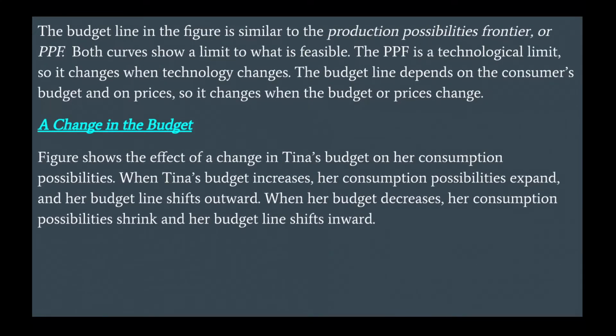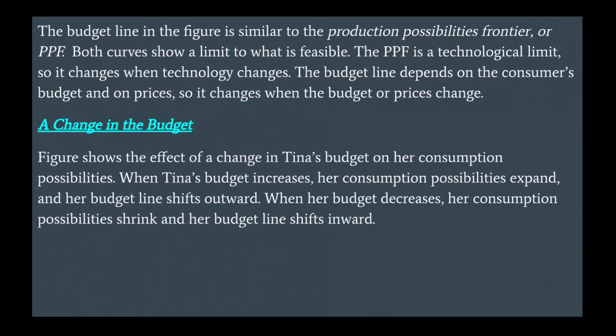The budget line in the figure is similar to the production possibilities frontier, or PPF. Both curves show a limit to what is feasible. The PPF is a technological limit, so it changes when technology changes. The budget line depends on the consumer's budget and on prices, so it changes when the budget or prices change.